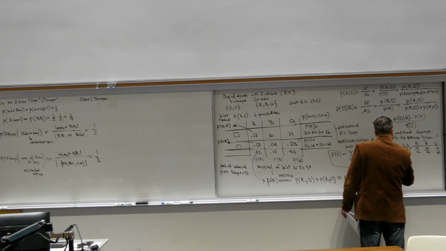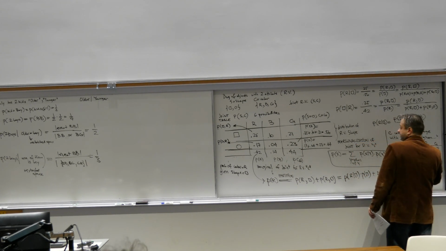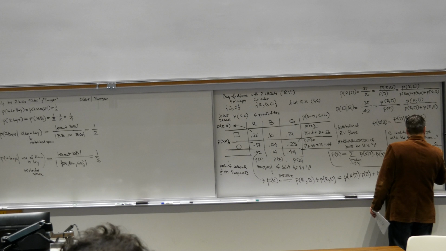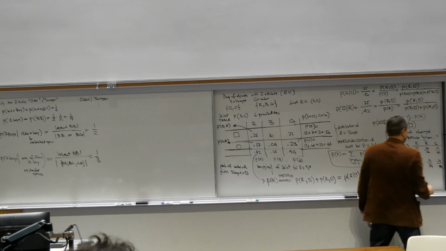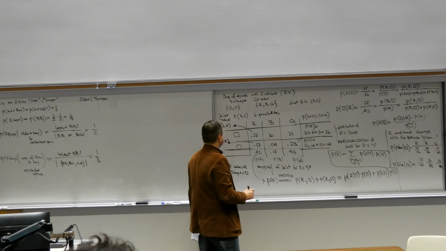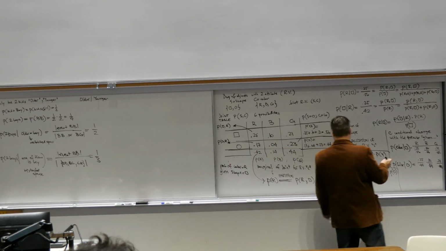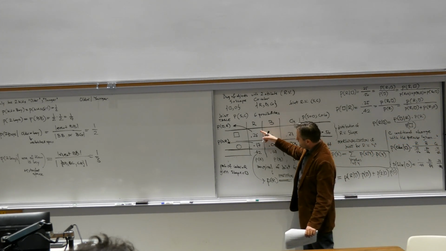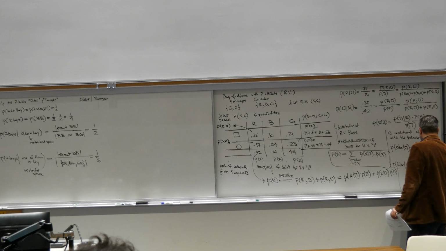But if I want to do the same, the probability of color given rounds, now I've got 0.25 divided by 0.44, 0.10 divided by 0.44, and 0.21 divided by 0.44. Sorry, I wrote it wrong. So the probability of reds given round, 0.17. 0.04, 0.23.